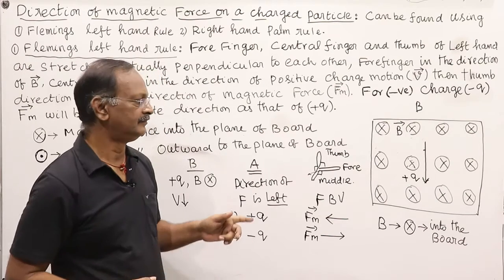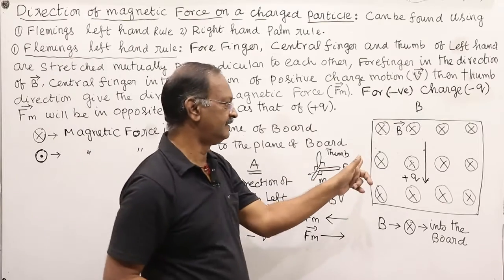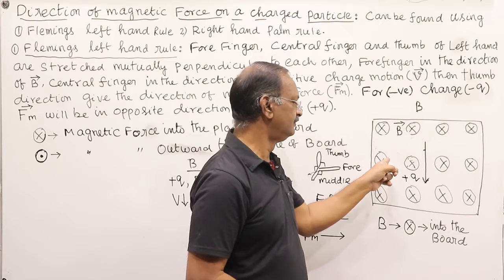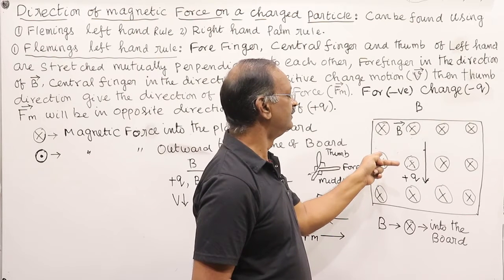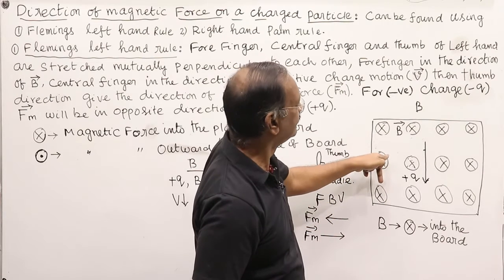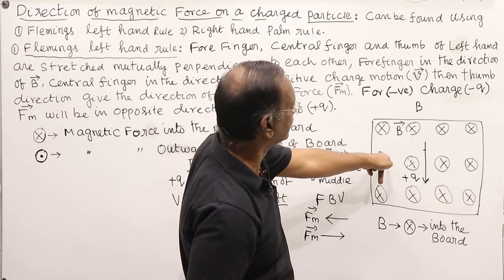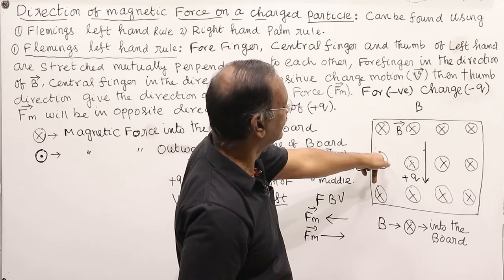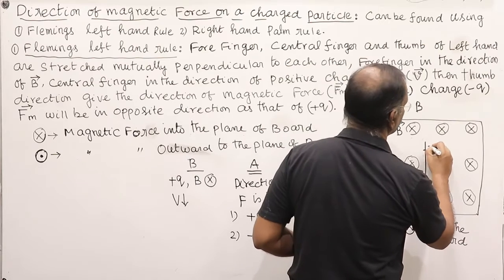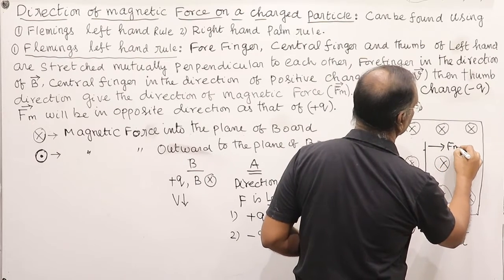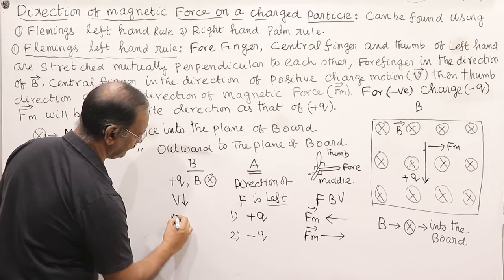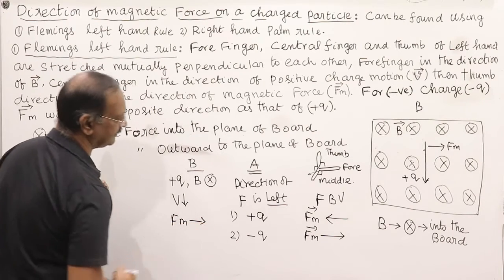Let's say again we will apply. See, this is B, so as it is, B has not changed. So we use this finger first. Always point out B. And again we will take this finger, this comes last. So we will rotate the hand like this in the direction of the motion of the charge. Then extend this one. This will give the direction. In this case, the direction of Fm is towards right.